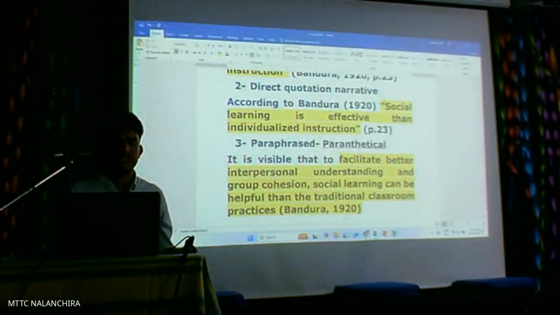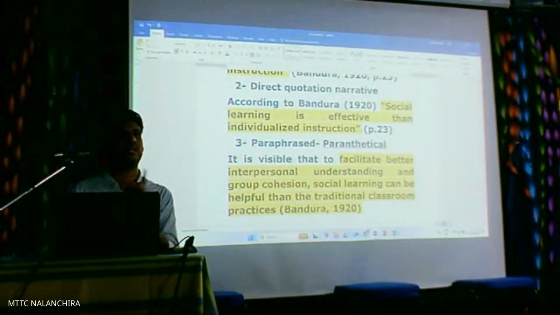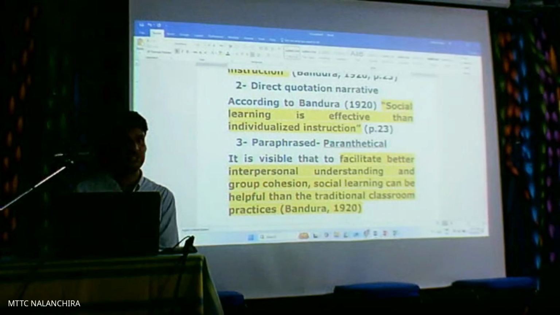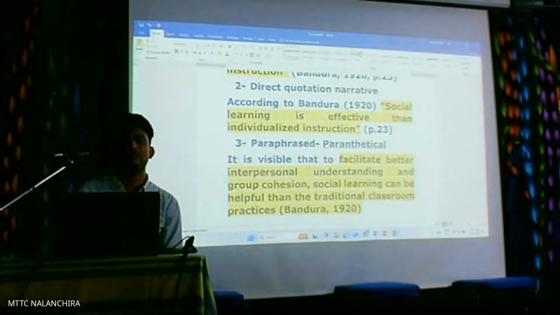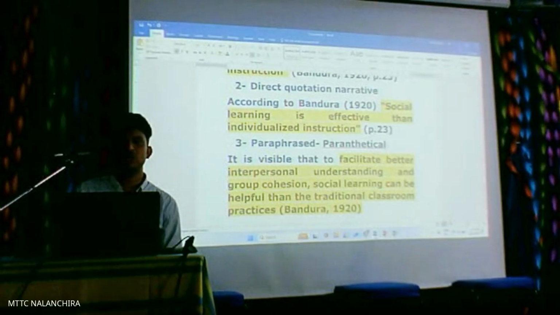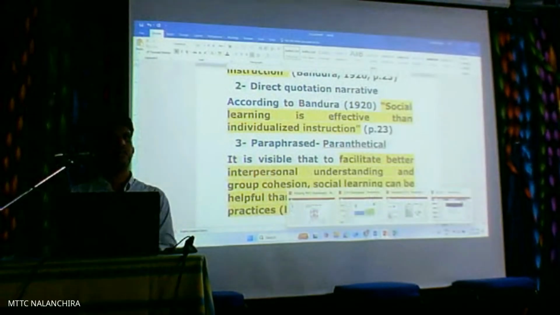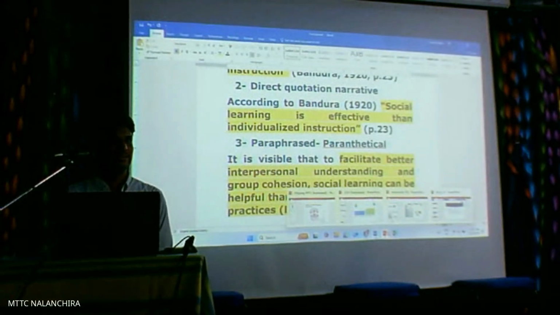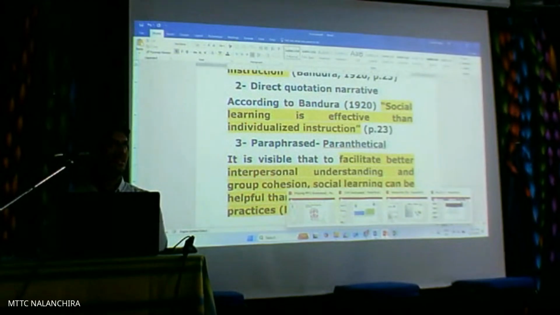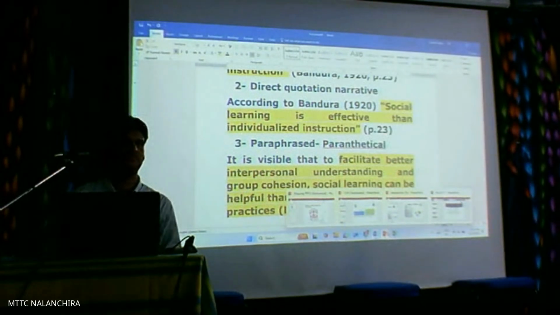What Bandura has mentioned: social learning is more effective than individualized instruction. What I mentioned: to facilitate better interpersonal understanding and group cohesion, social learning can be more helpful than traditional classroom practices. Entirely different writing. This is paraphrasing. Then there will not be any plagiarism.